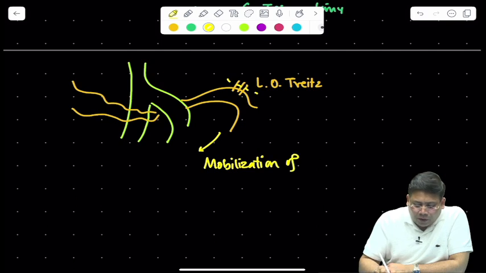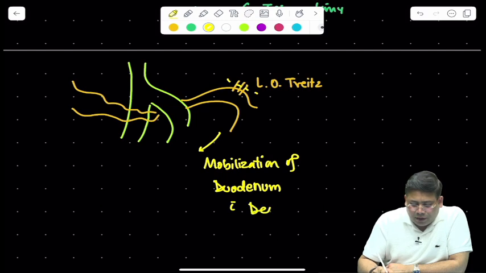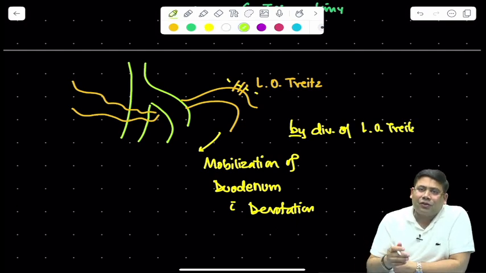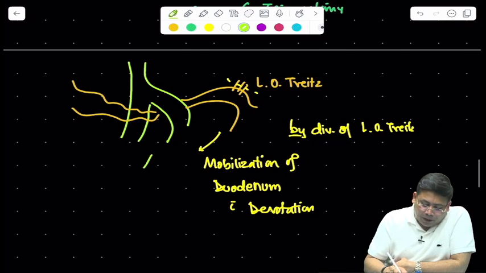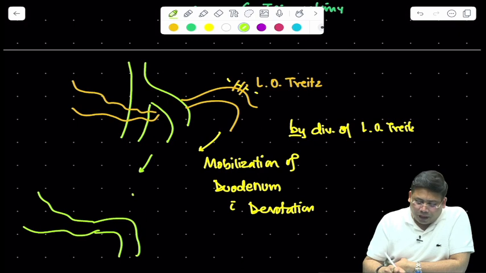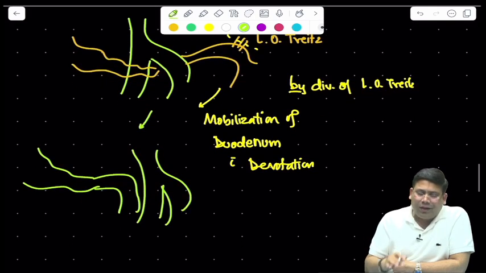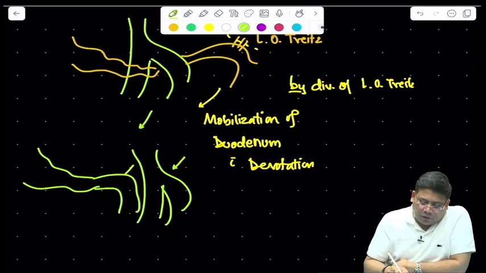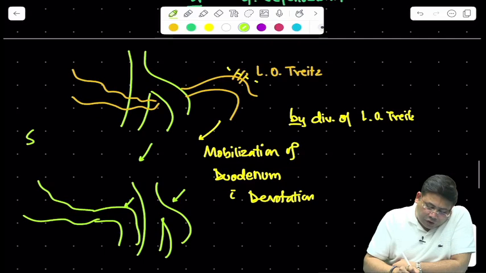Mobilization of the duodenum with derotation, and how do you do this? By division of the ligament of Treitz. When you divide it, this is what is known as Strong's procedure. Students, what will happen in this case? The duodenum will come down and you don't have to worry about this. So derotation of the duodenum by dividing the ligament of Treitz is known as Strong's procedure.